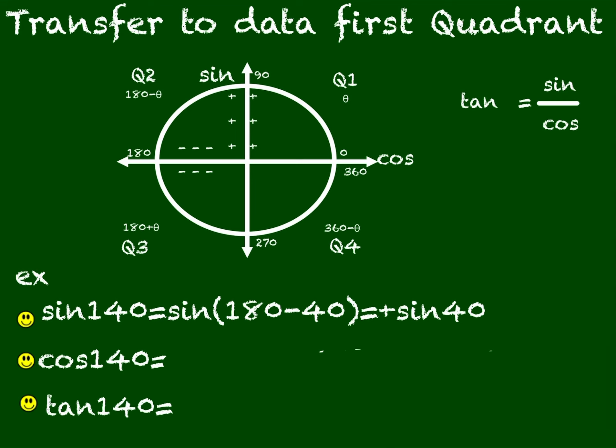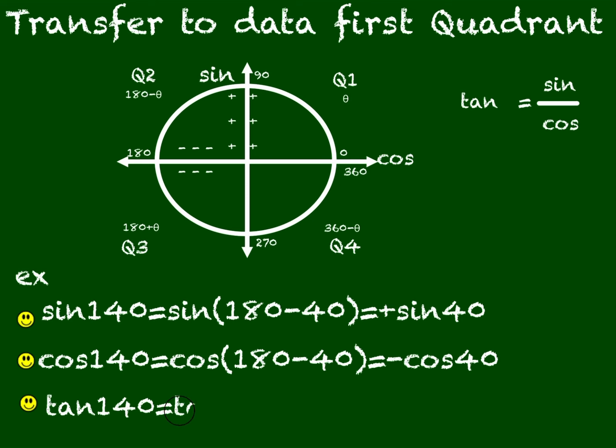Now, cosine 140. Cosine 140 can be written the same way, and we just make sure of the sign. On the x-axis, you will see the cosine value. So in the second quadrant, cosine gets a negative value. For that reason, I put negative here. Cosine 40. Okay, now tangent.